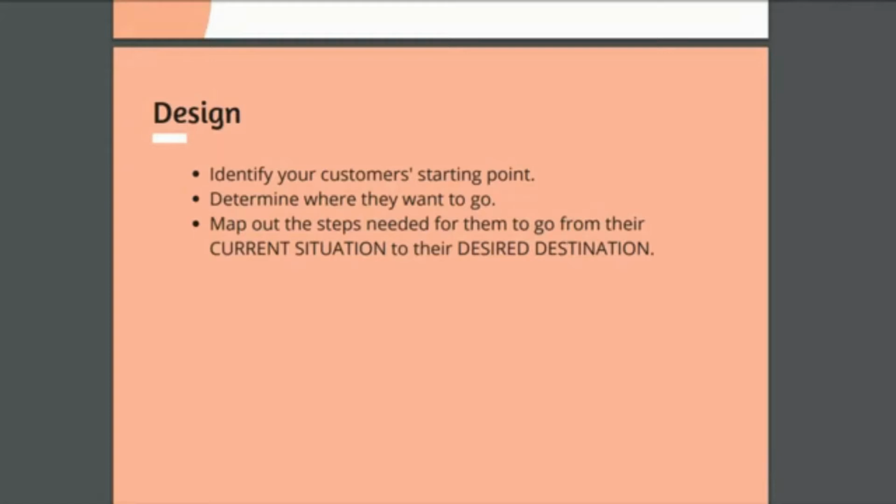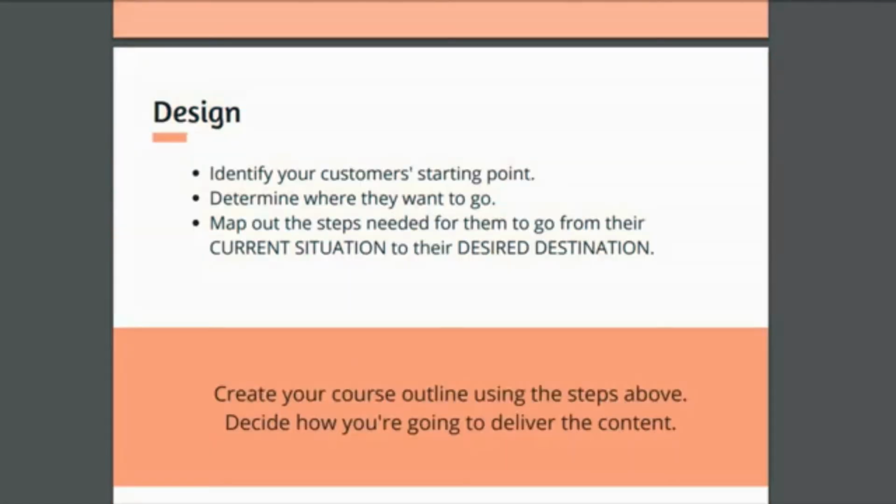Make sense? Now, your task, because I'd like this to be very actionable for you, I'm going to give you a task that you guys would have to do after each major step. So for the design step, I'd like you guys to create your course outline using the steps that I've just told you about, and decide how you're going to deliver the content. Will it be in a form of an audio? Will you use a text-based format? Will you deliver it in a form of an email? Will it be a video training series? Will you use slide decks or PowerPoint presentations? How are you going to deliver your content?